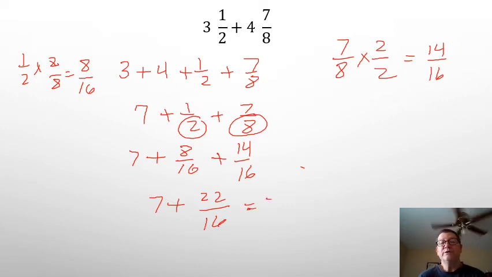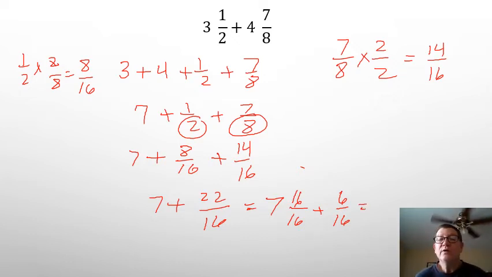Which we know is equal to 7 and 16/16, which is a whole, and we have another 6/16 to get to 22/16. So now that's going to equal 8 and 6/16, because 7 plus 16/16 is 8, and we have 6/16 left over.